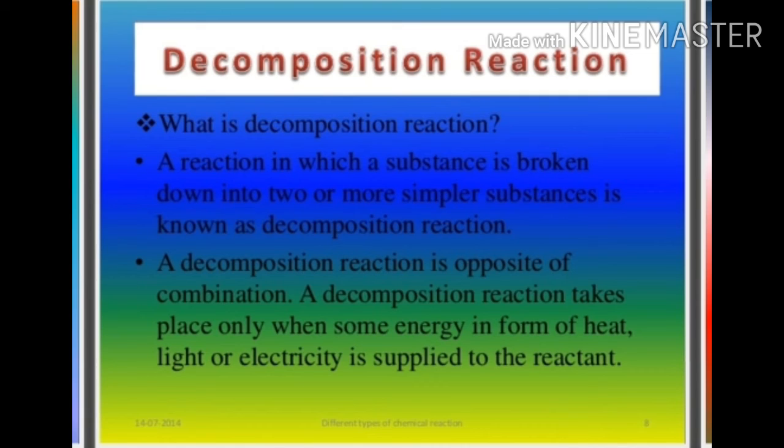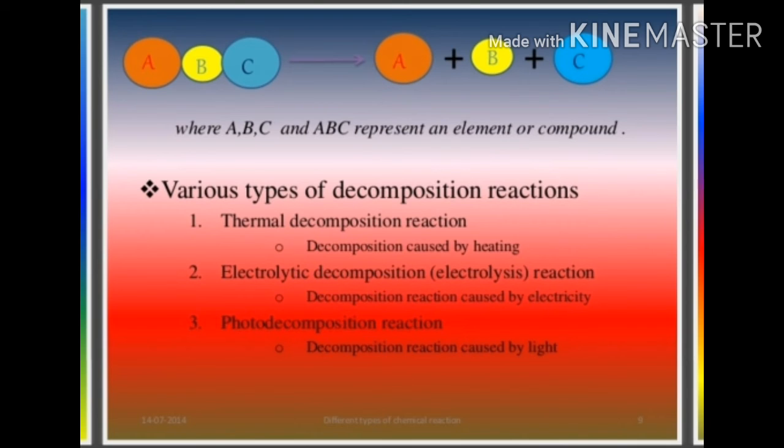A decomposition reaction takes place only when some energy in the form of heat, light or electricity is supplied to the reactant. According to the energy source, decomposition reactions are of three types. Before that, you understand the picture. ABC, a single substance, breaks down to produce three products, A plus B plus C. So this happens in decomposition reaction.